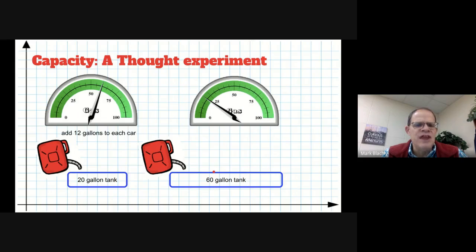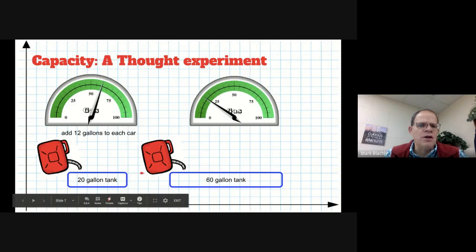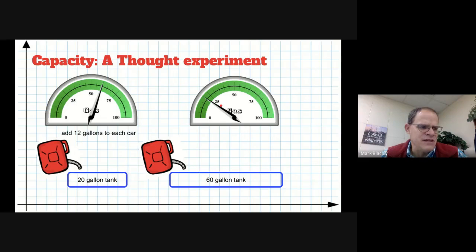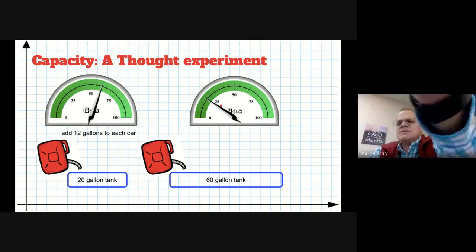So can you see that how much the tank gets filled, the percentage of change, is inversely proportional to the capacity? Small capacity tank, 12 gallons makes a big change. Big capacity tank, 12 gallons makes a small change. Does that sort of make sense in that context? Yeah? Okay. All right. So now let's go with that a little more.